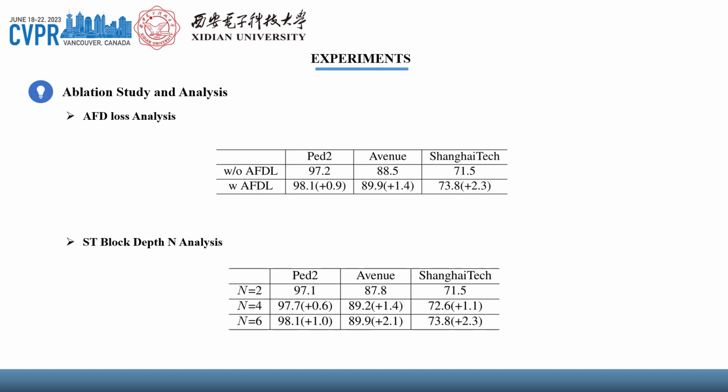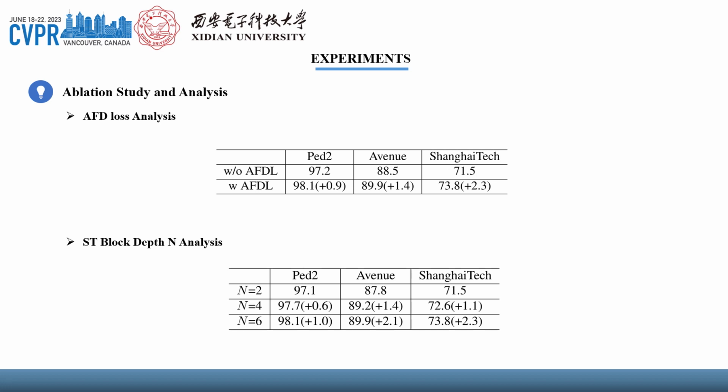And then, the bottom table is an analysis of the depth N of the SC block. We can find that the performance of USD-NDSC on all three datasets gradually improves as N increases. Interestingly, for the PED2 dataset, the performance improvement from increasing N is quite slight, while the improvement is very obvious for the Avenue and Shanghai Tech datasets.